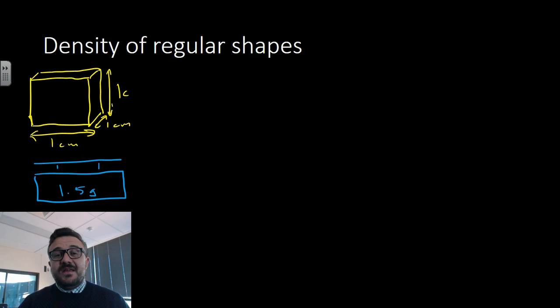Now, density of regular shapes. This is the straightforward version. So here we have a cube. It's a nice cube there. It's not poorly drawn at all. And it's 1 centimeter wide, 1 centimeter high, and 1 centimeter deep. And it's been sat on the set of scales right about here, and we can see that it weighs 1.5 grams.